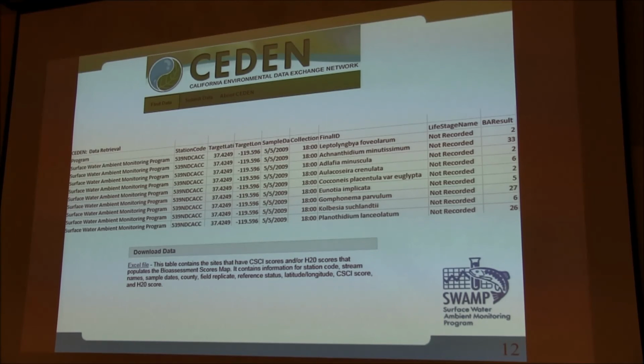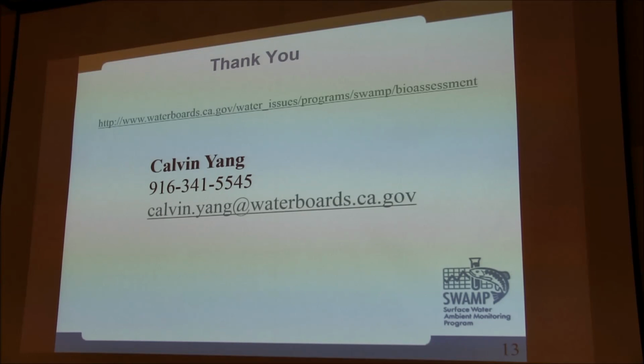If you only wanted the CSCI scores and the H20 scores, along with the general site information, you can click on the Excel file link under download data, and that would give you just the scores and the site information, if you're not interested in the taxonomic information. I put the link back in for how to access the SWAMP Bioassessment website.